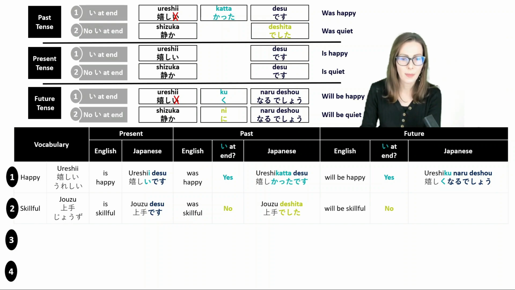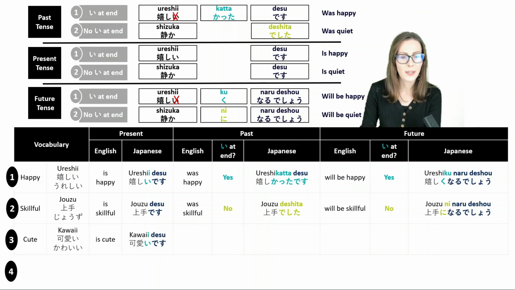And how do we say "will be skillful"? Same question, same answer, the pattern is in front of you. It would be jouzu ni naru desho, right? Excellent. Let's see the next one. How do you say "cute"? In Japanese you would say kawaii. So how do you say "is cute"? It would be kawaii desu, right?